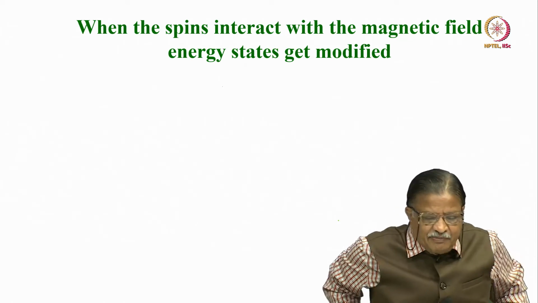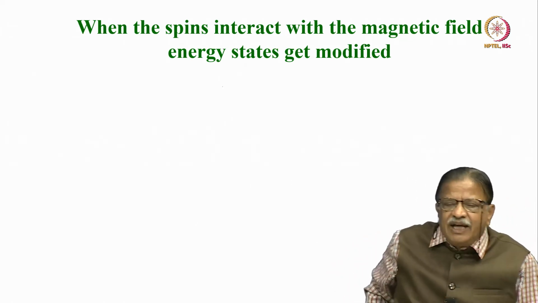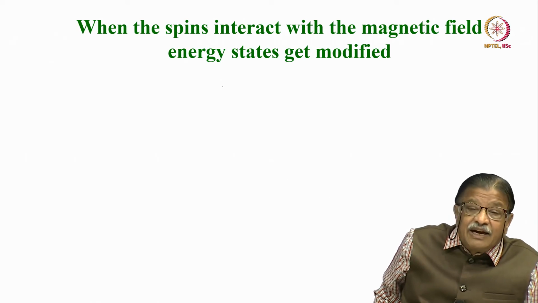Now when the spins interact with each other, how does the energy level get modified? Accordingly we get the transitions.